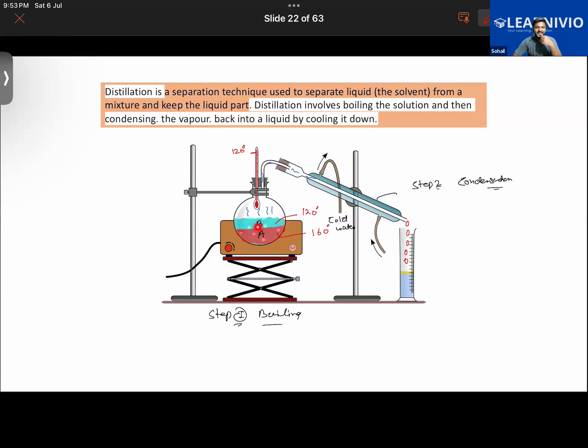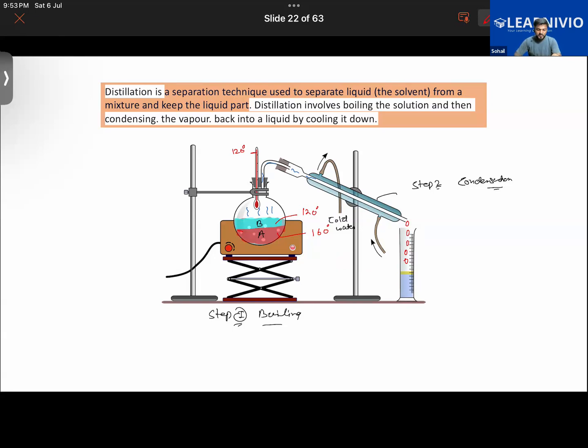So you would heat it. Let's say its boiling temperature is 120. For liquid A, it's 160. So we increase the temperature to 120 degrees Celsius. Thereby liquid B will convert into vapor, into gas. It will evaporate from here and go into this tube. Here you are cooling the vapors of liquid B, and as it cools down, it will convert into liquid and fall down into this glass tube. And hence here you have separated the two liquids.